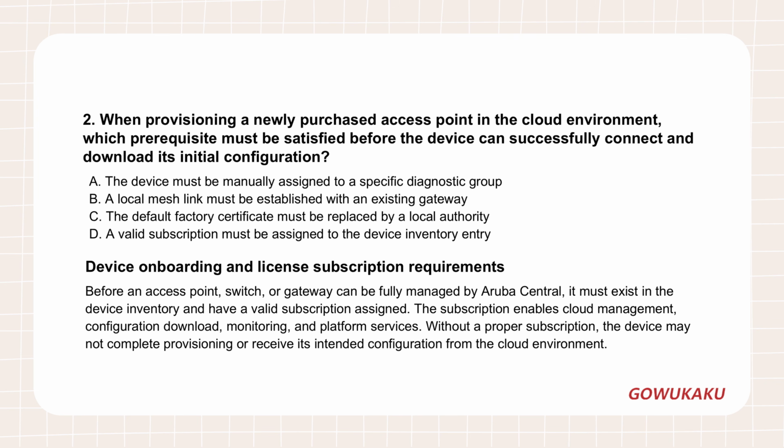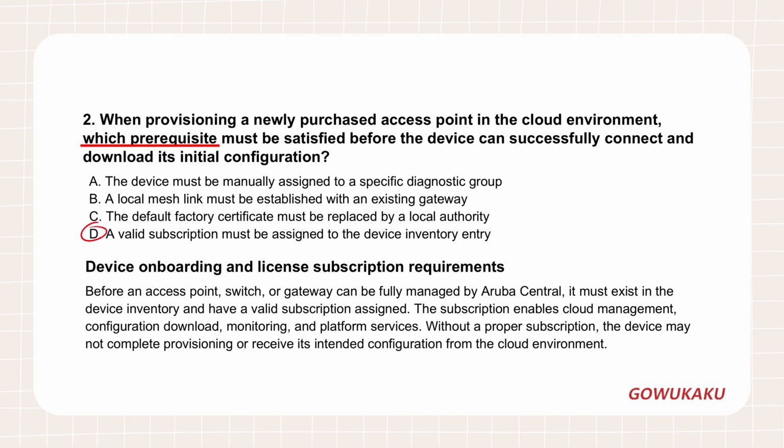Well, that brings us to question 2. When provisioning a newly purchased access point in the cloud environment, which prerequisite must be satisfied before the device can successfully connect and download its initial configuration? The correct answer is D. A valid subscription must be assigned to the device inventory entry. Yeah, this step basically governs device onboarding. In a cloud-managed HPE Aruba environment, merely adding the hardware to your inventory list, well, it isn't enough. Really? Yeah, it requires that valid subscription to actually access any cloud services.